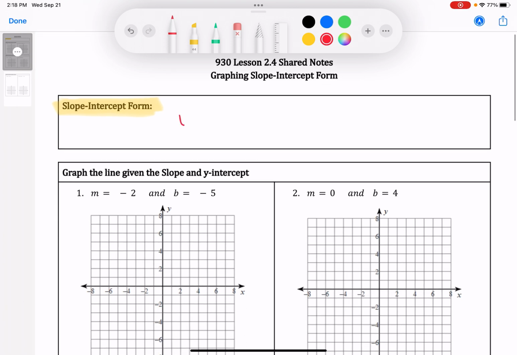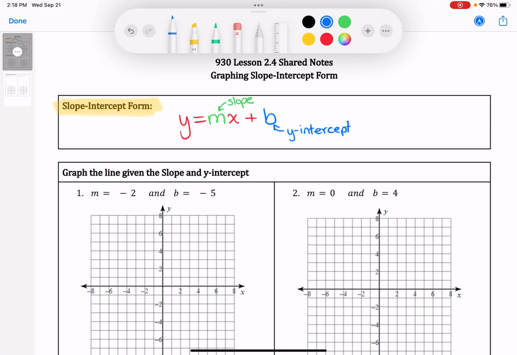So y equals mx plus b, where m is a placeholder for a certain number and key information about our graph, and so is b. So y equals mx plus b is our slope-intercept form. M is a placeholder, and m stands for slope, which hopefully you know from the last couple of lessons. M always stands for slope, and b will stand for our y-intercept.